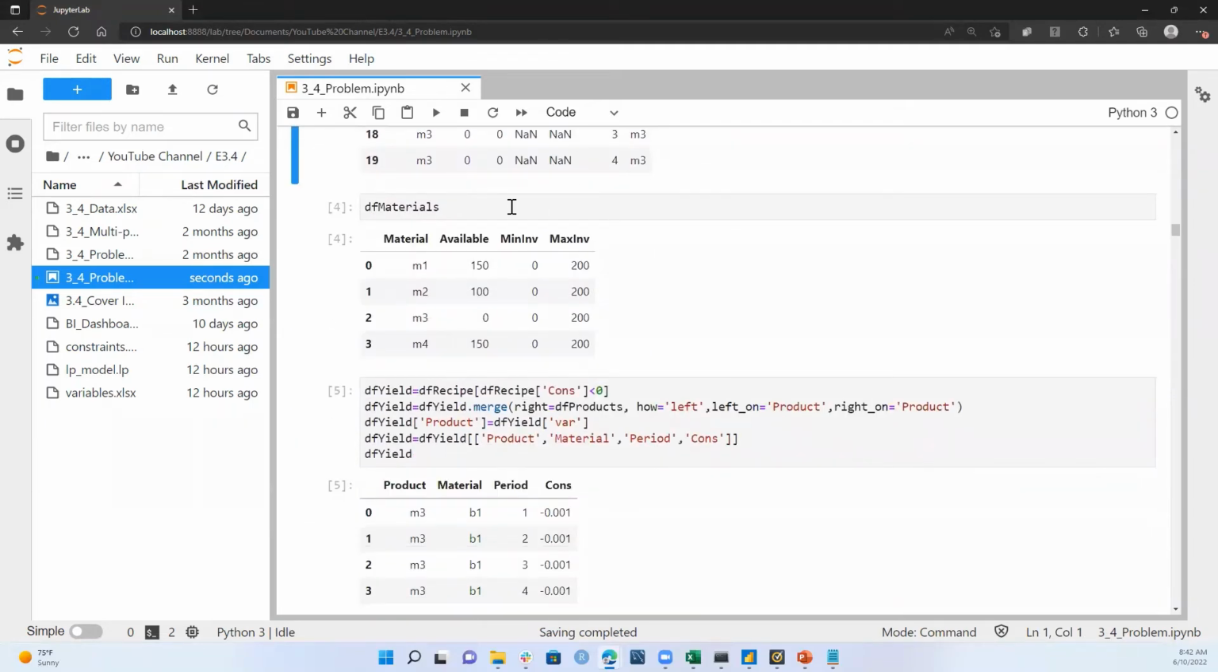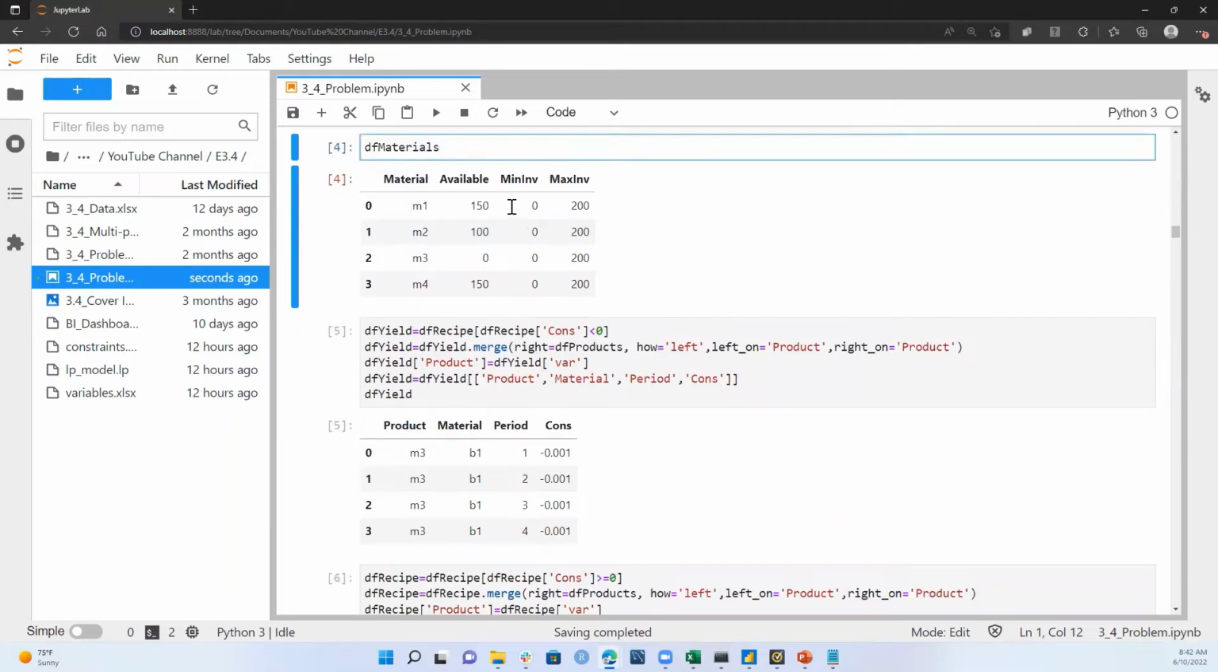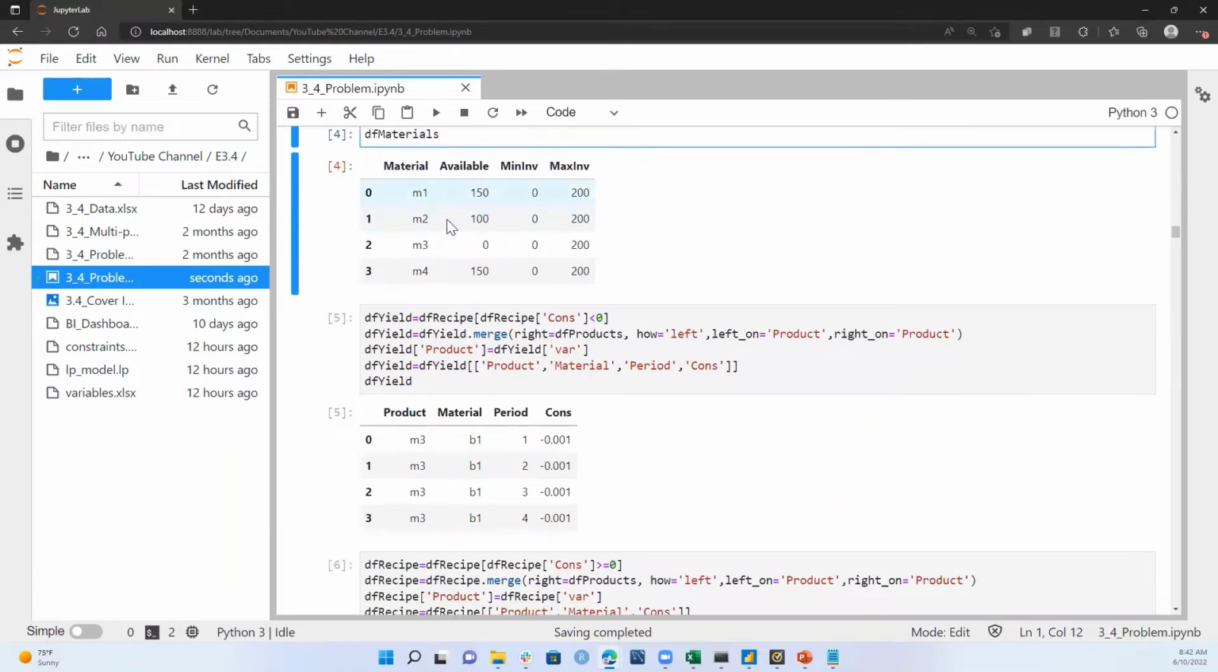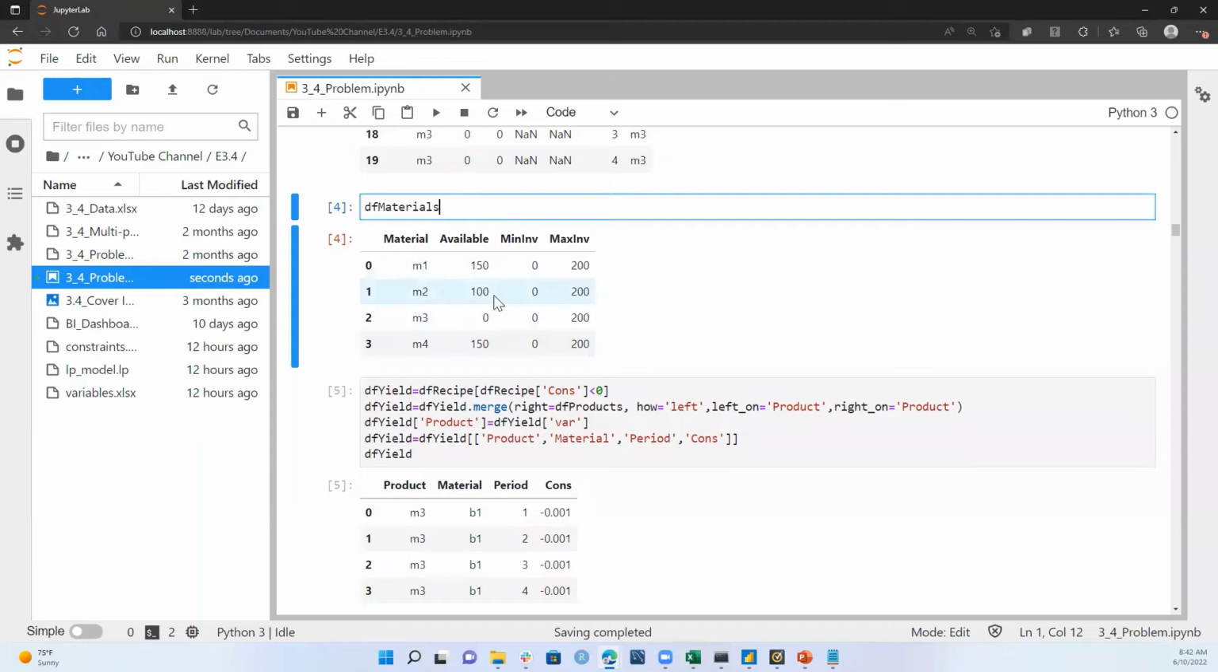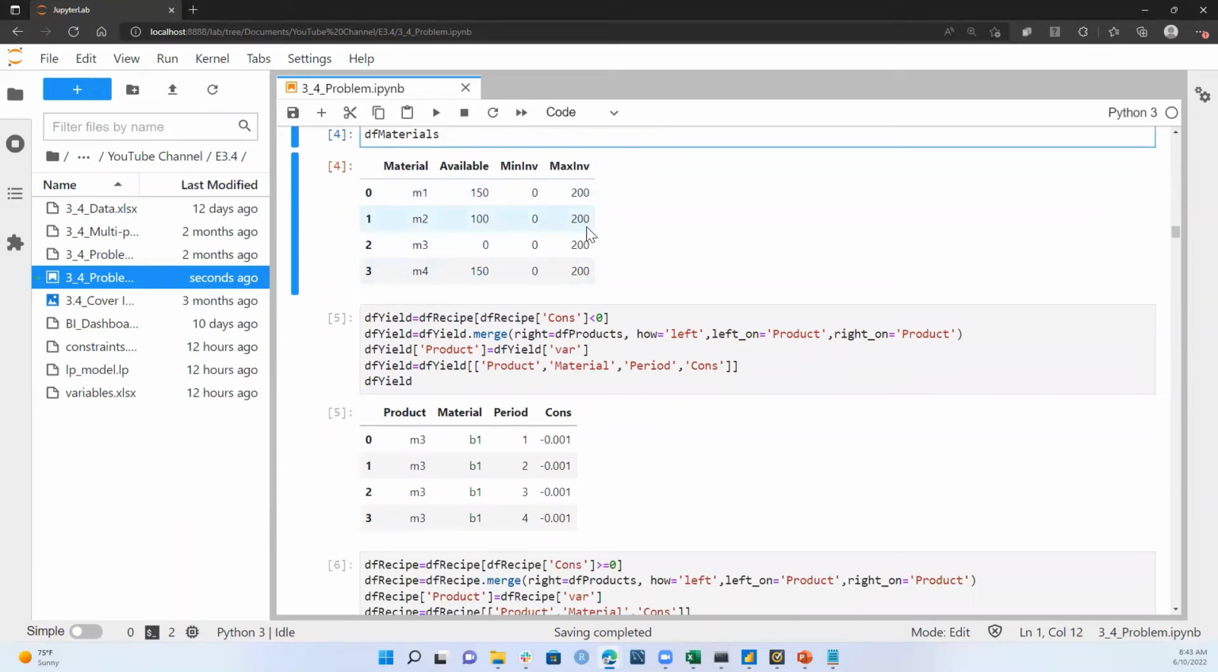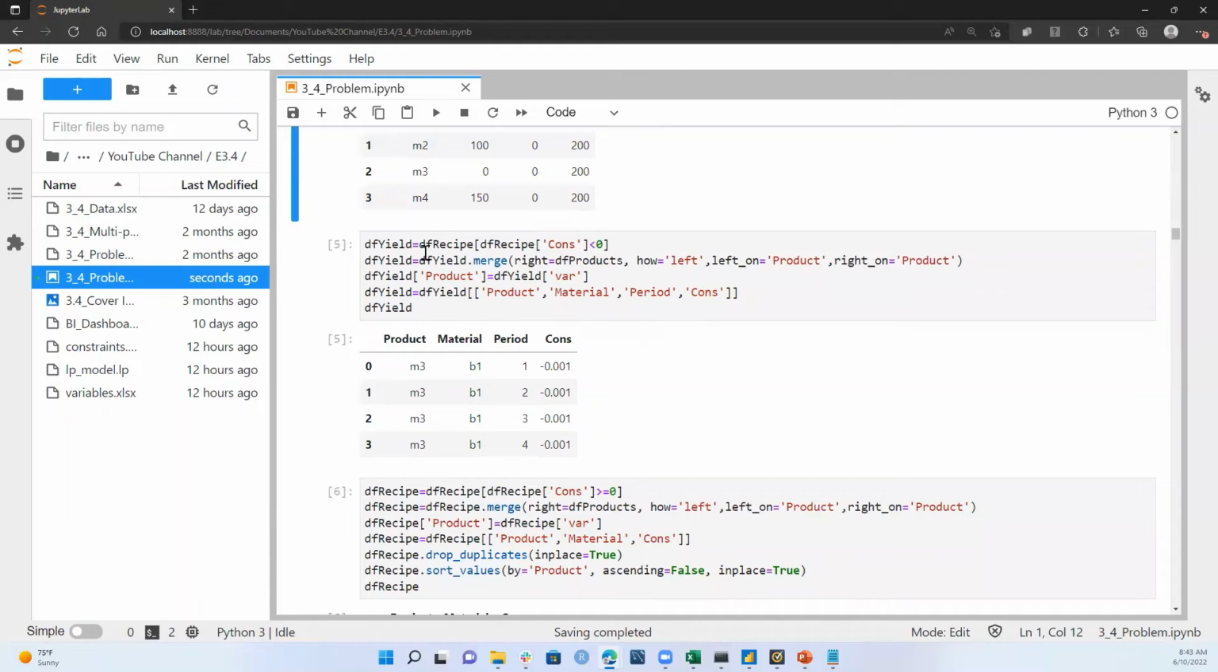The next one is DF materials. There's no data transformation required for that. We can bring that in directly as is. But from that DF materials table, we will create later on a dictionary that we'll use for doing our constraints on inventory. We will use this opening inventory information, and then also we'll bound one of our decision variables with this maximum inventory information.